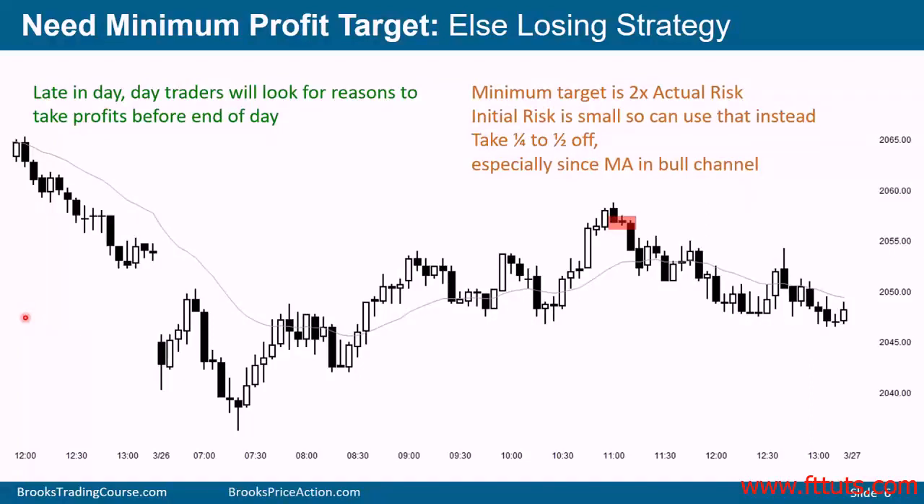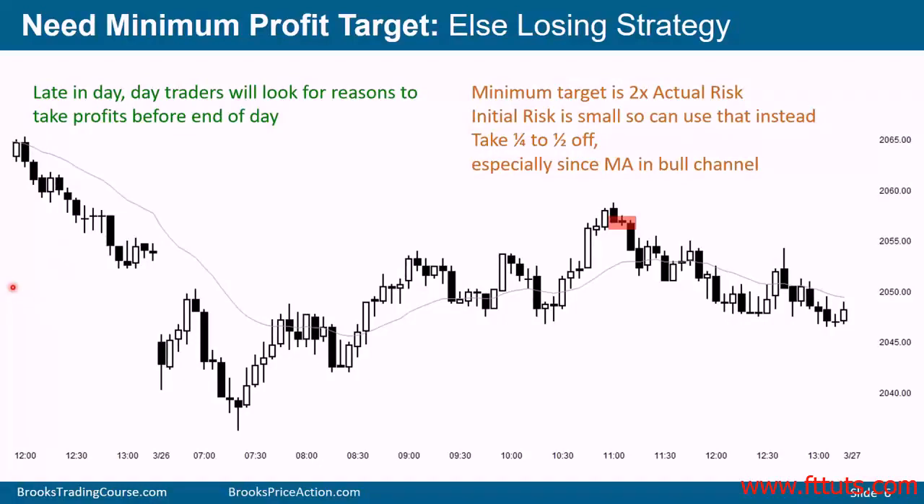On any trade, the minimum target is always 2 times the actual risk. If you sold below the low of this bar, you entered on this bar, you actually only had to risk to above the high of this bar, so you risked very little. Mathematically, it's always reasonable to take profits at 2 times your actual risk.